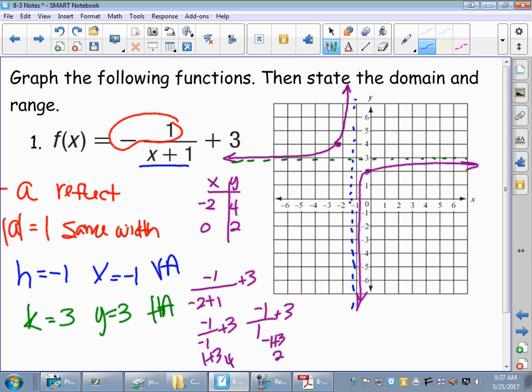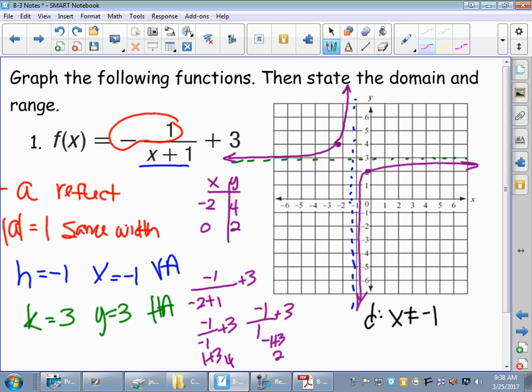reciprocal function. So when we look at the domain and range, if I move to the left and to the right, the only number that is skipped on the x-axis is -1. So for domain, what we're going to say is that x cannot equal -1, because when you plug in a -1, you get an undefined term.